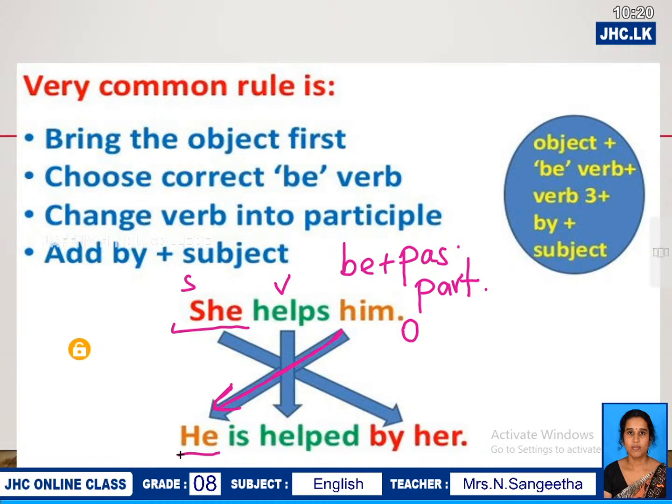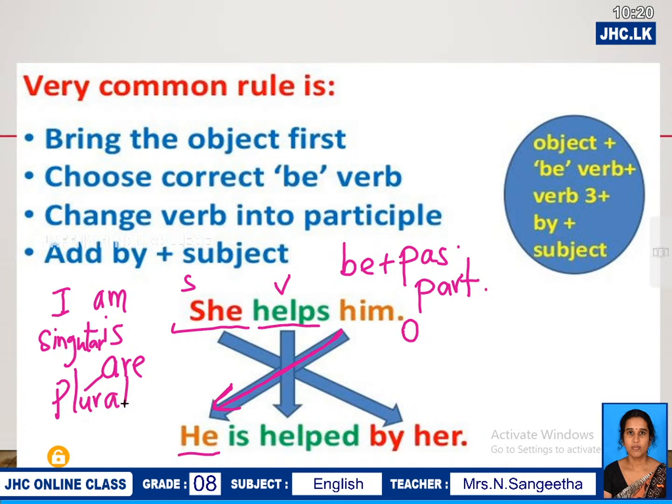Singular, and the verb is in simple present tense. What be verbs do you use for the simple present tense? I am, is and are. If the subject is I, you can use am, and if the subject is singular, you can use is, and if it is plural, you have to use are. So here the subject is singular, so you can use is. He is, plus the past participle of the main verb help, which is changed as helped. And the subject pronoun is changed as object pronoun here. She is changed as her with by. So he is helped by her.